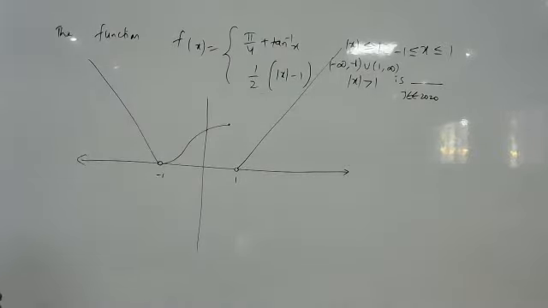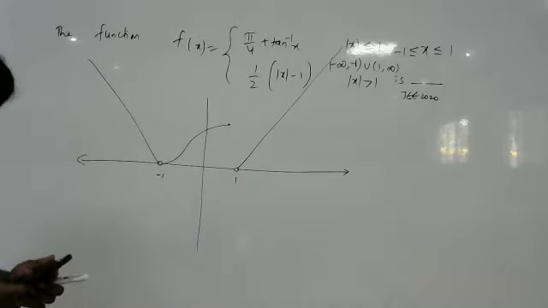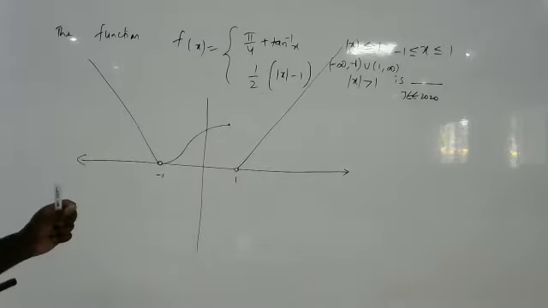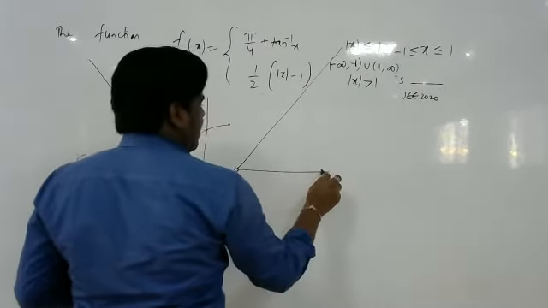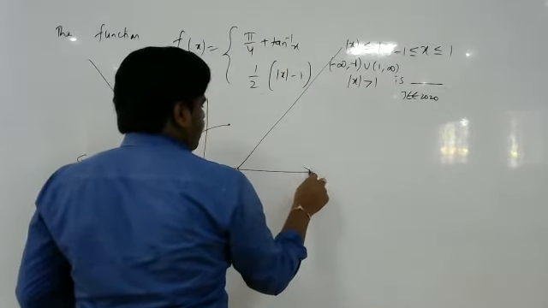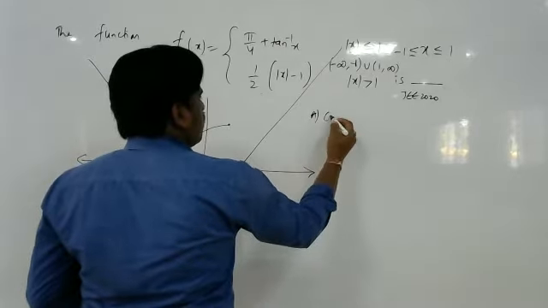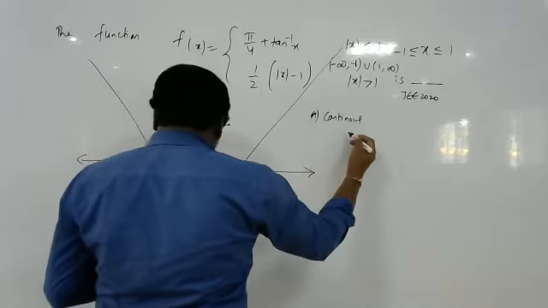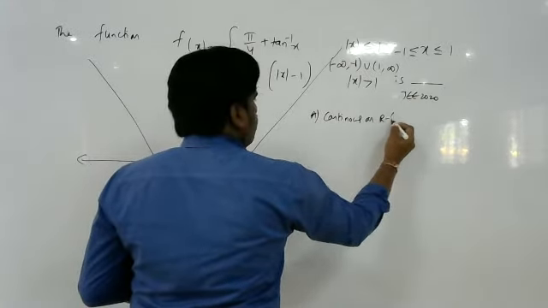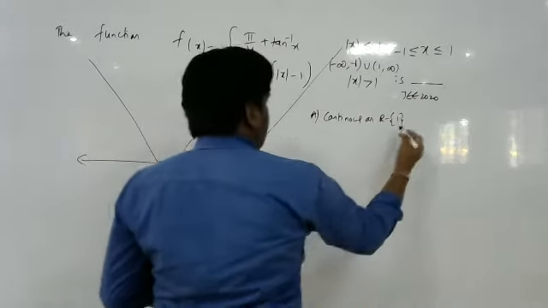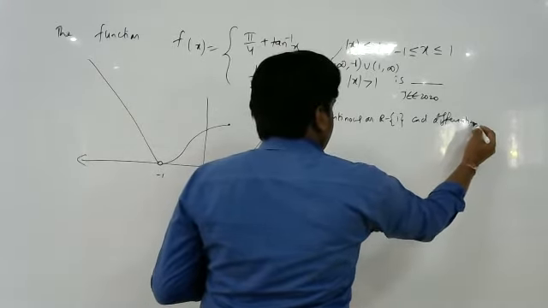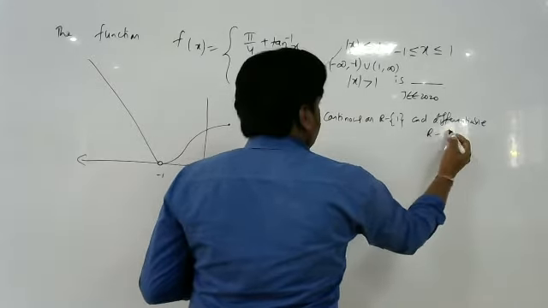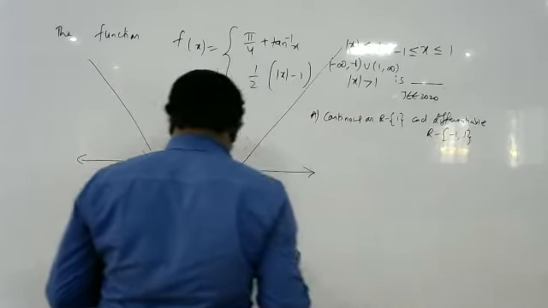Now tell me, what is the question? The function question, I'll make it complete. I'll write the options now. If you understand the graph it is okay, otherwise I will explain the equation also. Option A is continuous on R minus 1 and differentiable on R minus 1 comma plus 1.